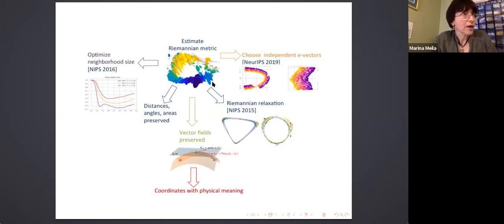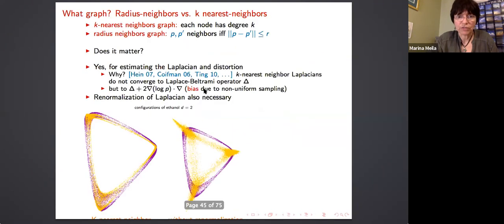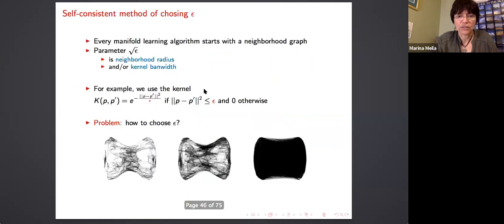Okay, now I am 5 minutes from 9 o'clock, so I would stop. I will go to the conclusions, which are far down. Oh, I must show you this construction.